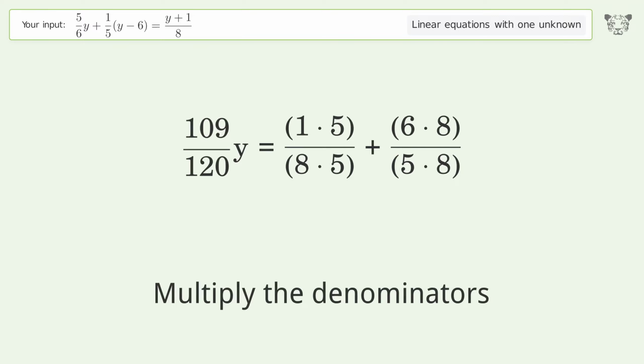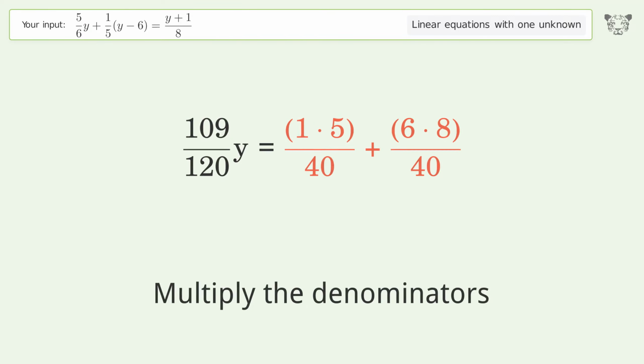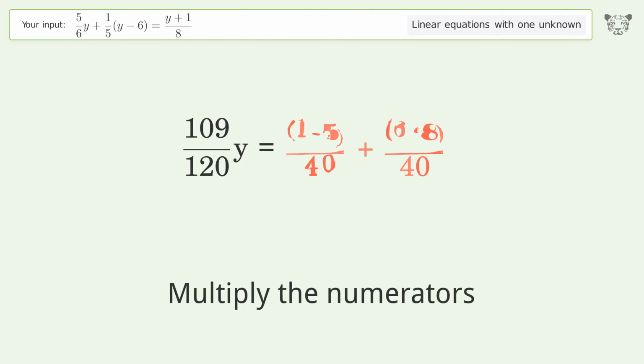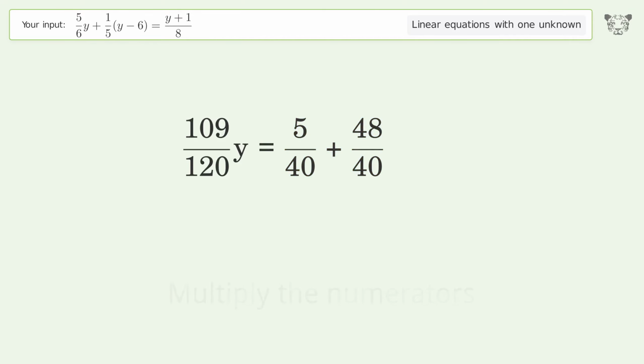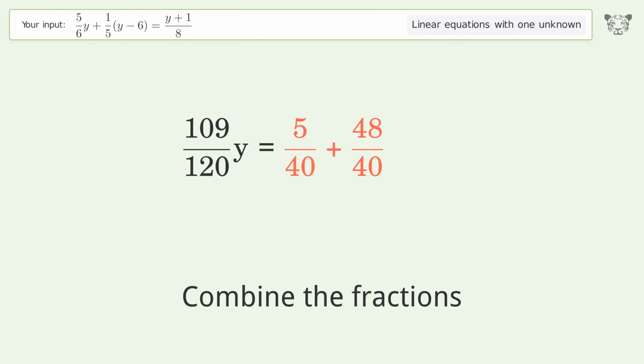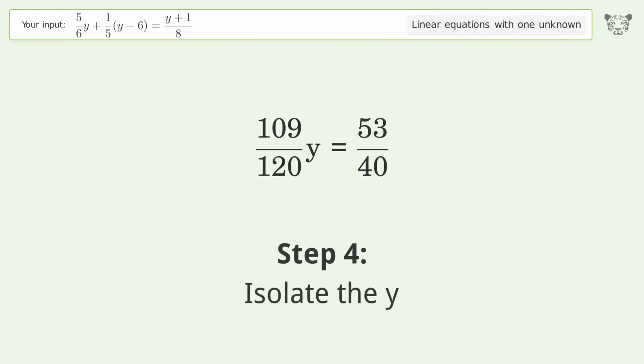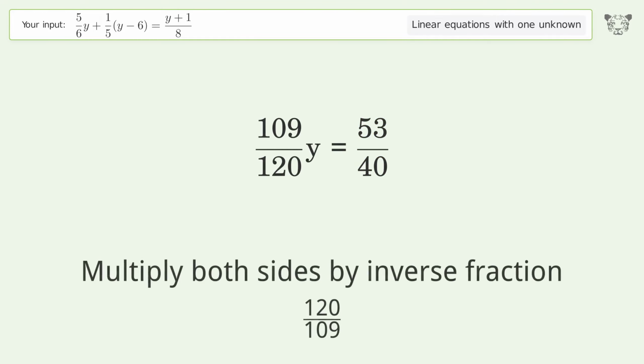Multiply the denominators. Multiply the numerators. Combine the fractions. Combine the numerators. Isolate the y. Multiply both sides by inverse fraction 120 over 109.